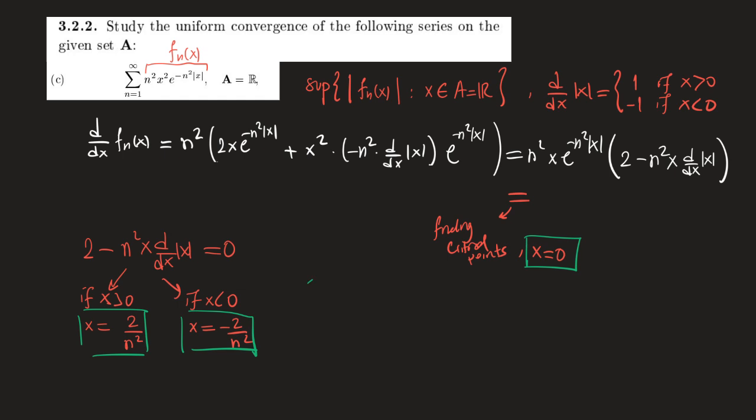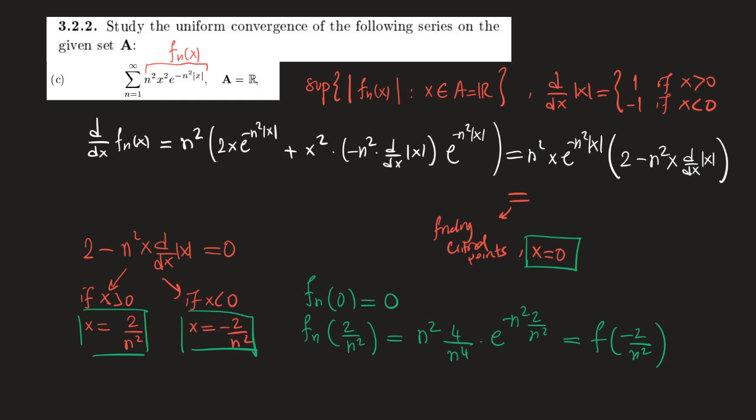So let me just plug them in. If you put x equals 0, it gives me 0, right? If you put 2 over n square, you will get 4 over n to the power 4 e to the power minus n square times 2 over n square. By the way, since this is the absolute value of x and here you are taking the square, this and this will give the same value. So this is indeed the minus 2 over n square.